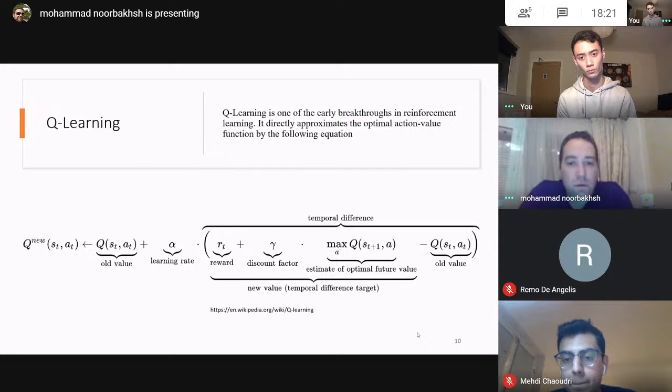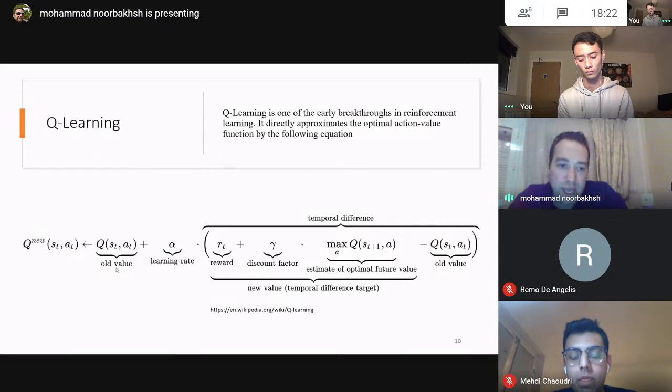So we have a discount rate, or discount factor. We have a learning rate, or step size, which determines to what extent new information overrides old information. When the agent decides to take action AT in a state ST, the environment transitions to another state, which is ST plus 1, and the agent receives a reward. In Q learning, we have to update Q(ST, AT), so the Q value for the previous state and the action AT.